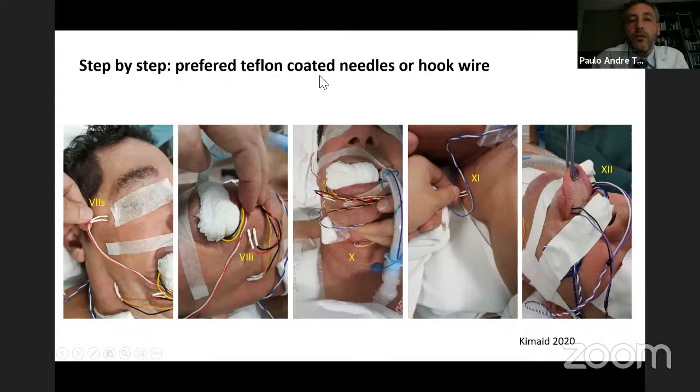We use Teflon-coated needles or hooked wire. Hooked wire here in Brazil is very expensive, so we cannot use it. We use monopolar needles in pairs: for the 7 superior, for the 7 inferior, and then for the 10th, the vagus nerve. For the vagus nerve, I use the electrodes in the midline oriented to the vocalis muscle. We can use an electrode of 13 millimeters in a thin person, or a longer one of 20 millimeters for someone larger. Then the accessory nerve, and then the tongue for the hypoglossal.